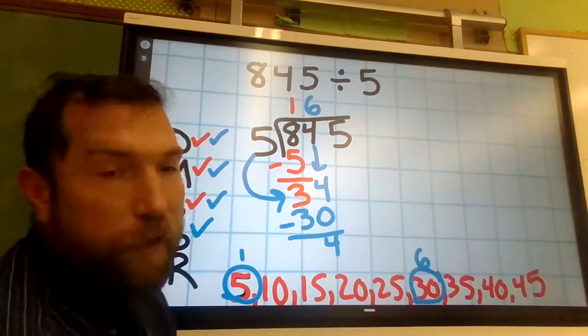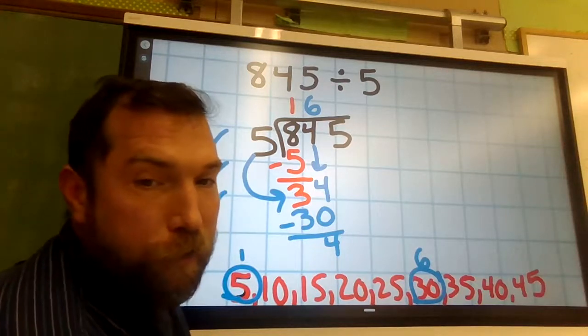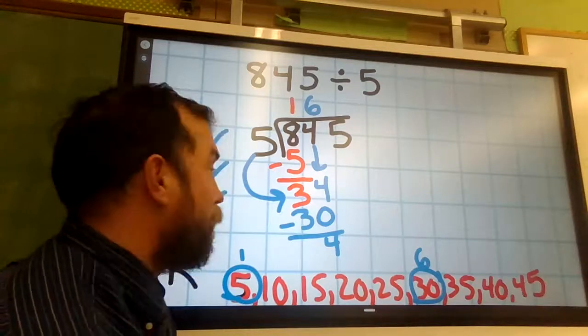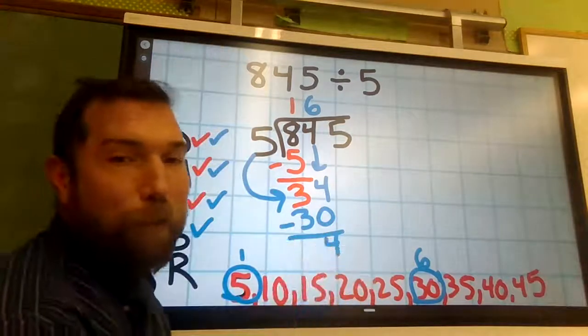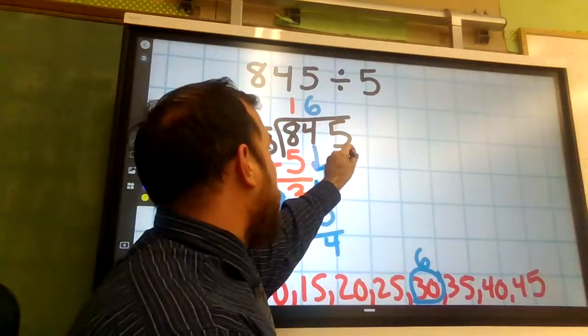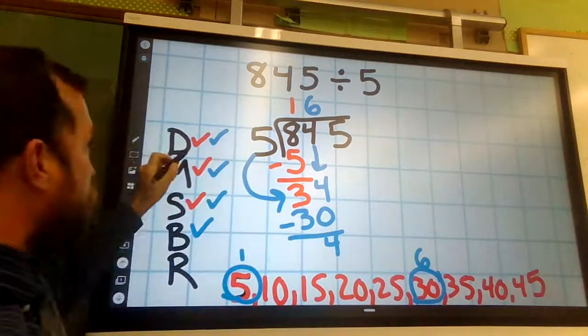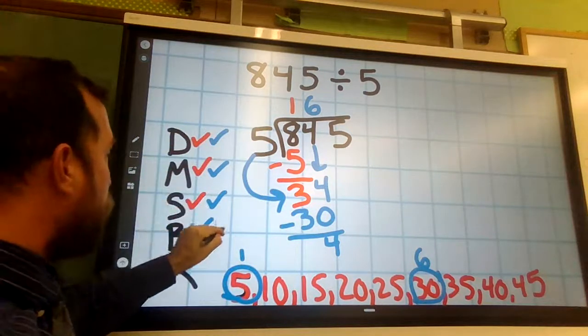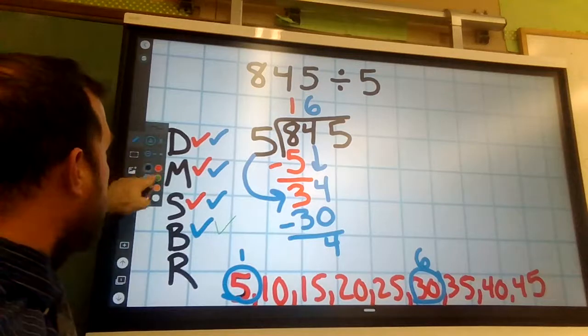You can see why they call this long division. It takes a long time. It becomes a big, long problem. Good. So I just did D, I did M, I did S. I have B again. There is another number to bring down.